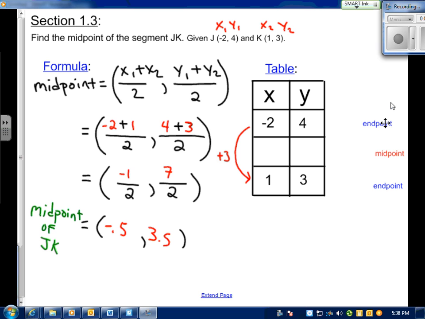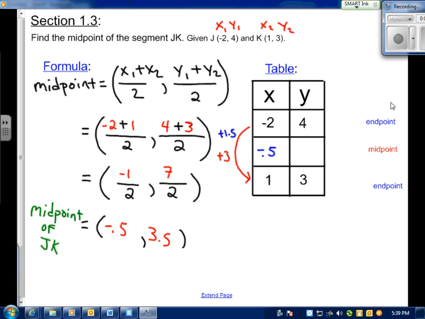So if I want to find the middle point, the midpoint of my x's, I'm going to figure out, well, what is half of 3? Half of positive 3 is 1.5. And I'm going to move up 1.5 from my first endpoint. So think of it as negative 2 plus positive 1.5. That's going to give me negative 0.5. That is the first spot, or the first coordinate of my midpoint.